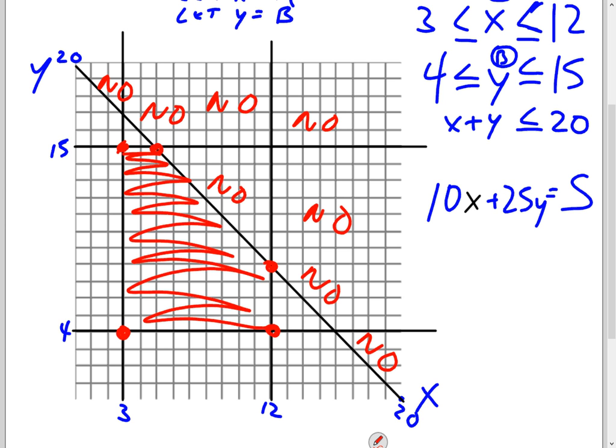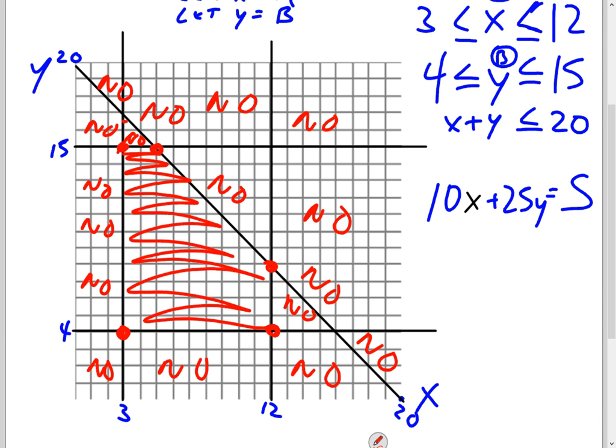No. No. And because it had to be between 4 and 15, this little triangular area was no. Some of you included that little triangle, but we can't go above 15. We can't go below here. We can't be over here. Some of you included that little triangle. We can't go around 3 and 12. This is a no area.